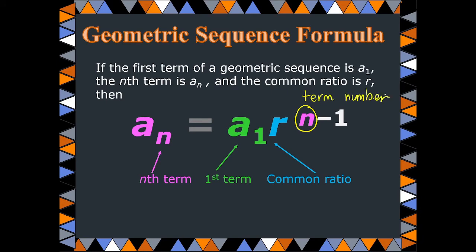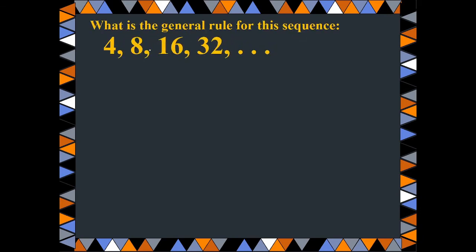Now, let's proceed to our first example using the geometric sequence formula. So, our first problem is this. What is the general rule of the sequence? When you are asked of the general rule, it's simply you are looking for the nth term formula. The nth term formula. Or, in some books, they call this the explicit formula.